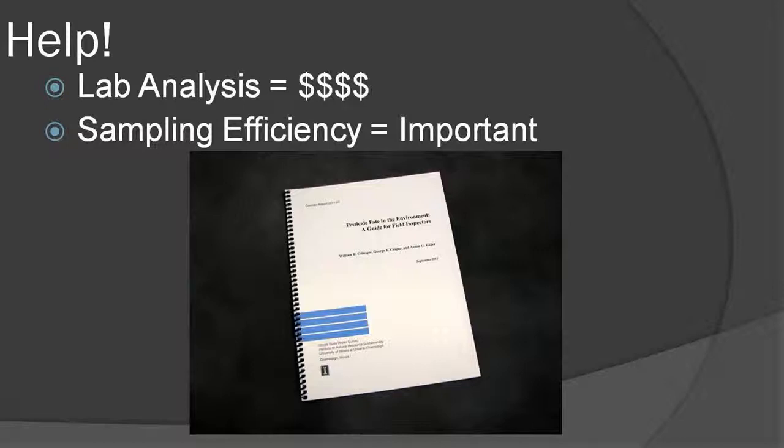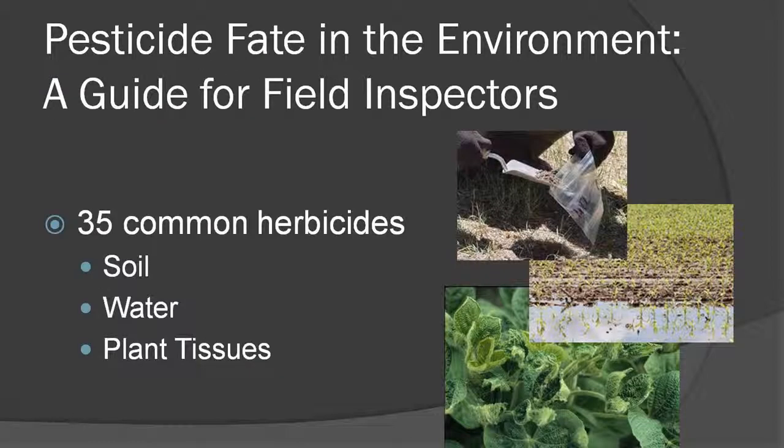So when an inspector goes out in the field, they want to feel confident that if they're going to take a sample and they're going to send it to the lab, that it's going to contain some residue of that herbicide. This is where we came in to help with Pesticide, Fate, and Environment, a guide for field inspectors.